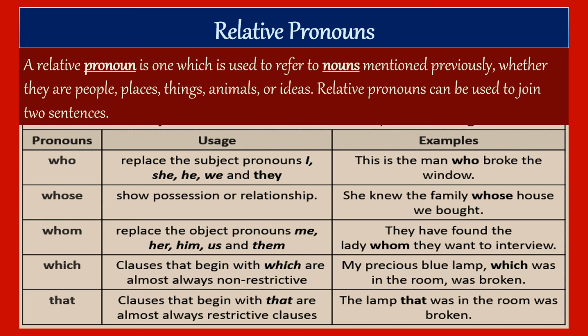The next relative pronoun is which. Clauses that begin with which are almost always non-restrictive. The example is, my precious blue lamp which was in the room was broken. The last relative pronoun is that. Clauses that begin with that are almost always restrictive clauses. For example, the lamp that was in the room was broken. In another video, I would show the difference between non-restrictive and restrictive clauses.